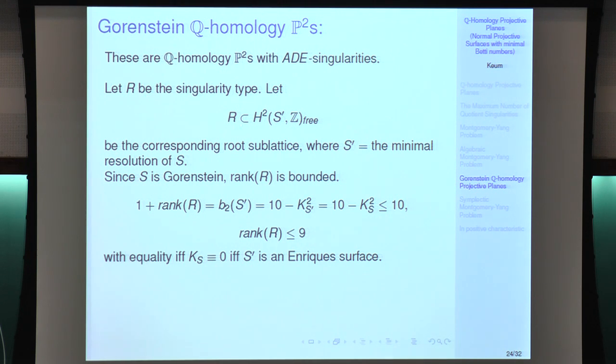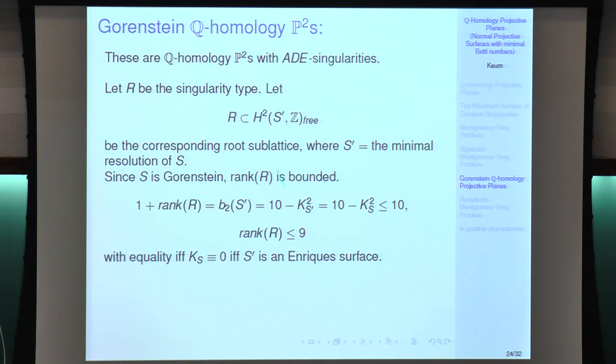And I use the same notation. R is the sublattice inside the cohomology lattice. Here is the free part of the second cohomology of the minimal resolution, with the corresponding root lattice, where S prime is the minimal resolution of S. Since S is Gorenstein, rank R is bounded. So here is the quick proof. 1 plus rank R is equal to the second Betti number of S prime. And by Noether's formula, this is 10 minus KS prime squared.